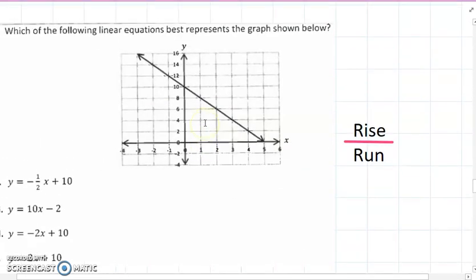Okay. Number 8. Which of the equations are?